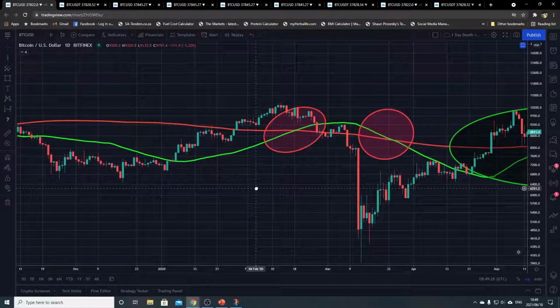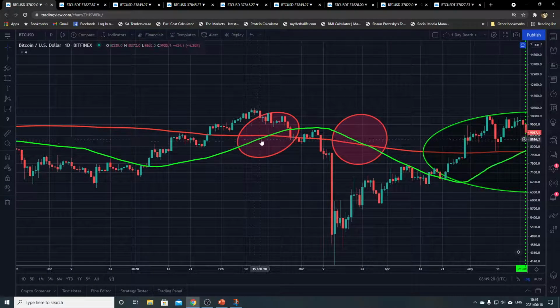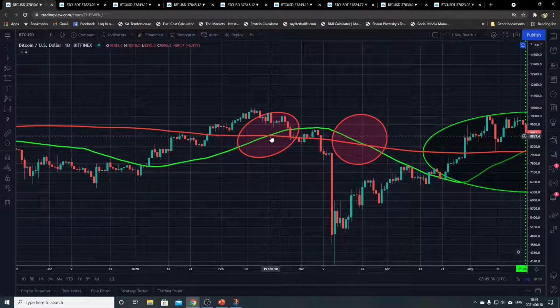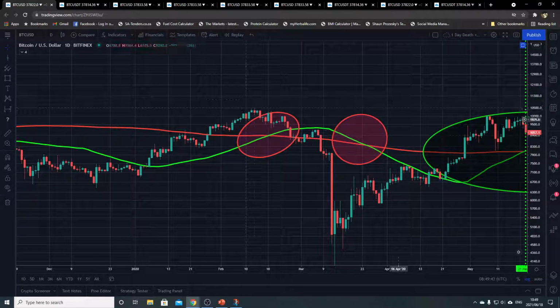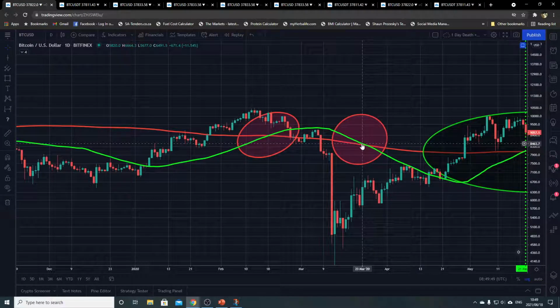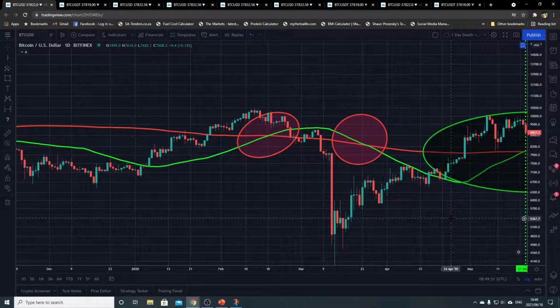We carried on. We got a fake out over here because we got a golden cross. What happened? Price came up over the 50-day moving average. And what happened? Yes, you guessed it. We got a golden cross. This ended up being a fake out. Price came back down again. As you can see, a long candle to the downside. And we got a death cross.